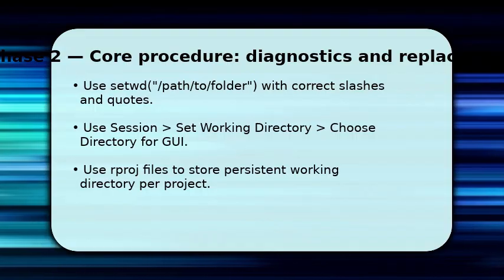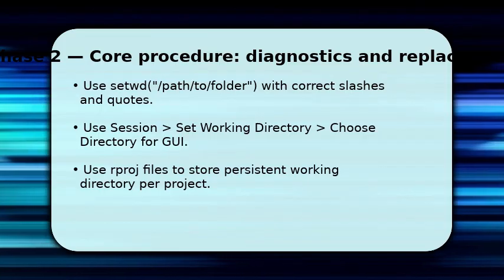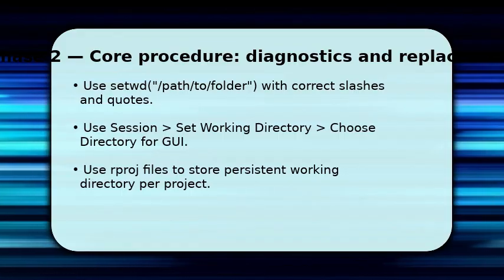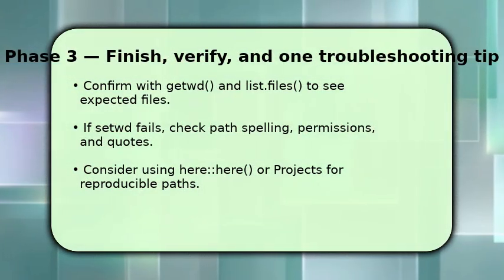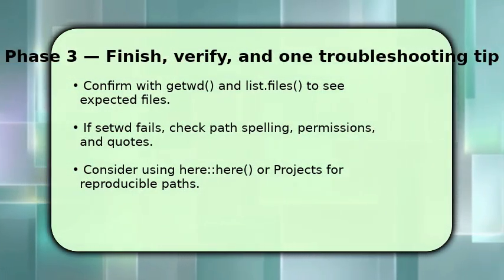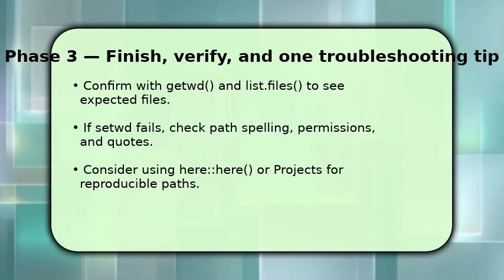For persistent behavior, use an RStudio project, .Rproj, stored in the desired folder so RStudio opens there automatically. Make sure to escape backslashes on Windows or use forward slashes. Finally, verify success by running getwd and list files to confirm the files you expect are visible.